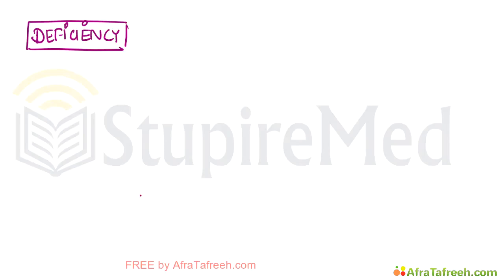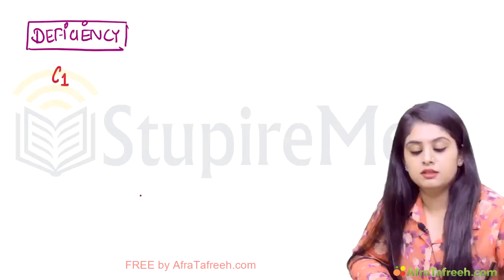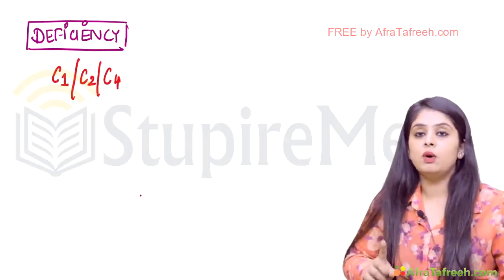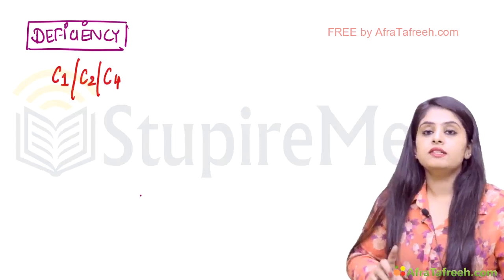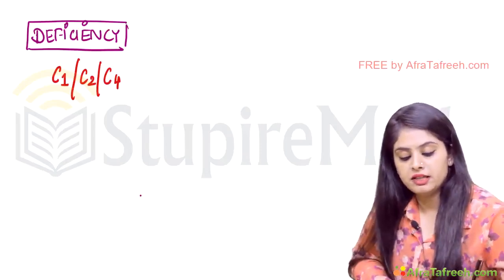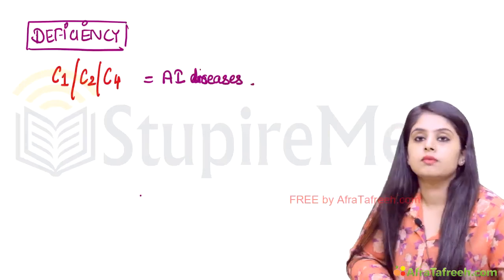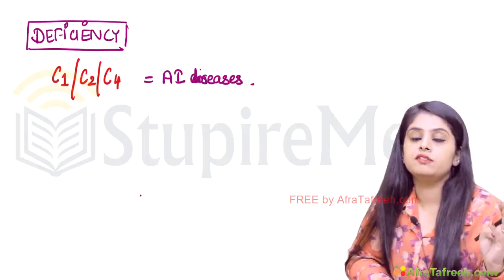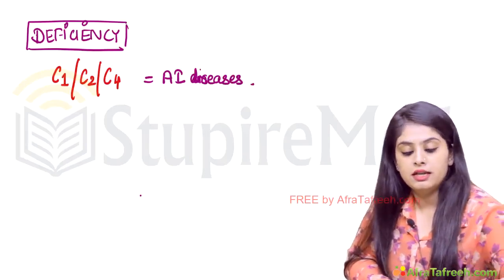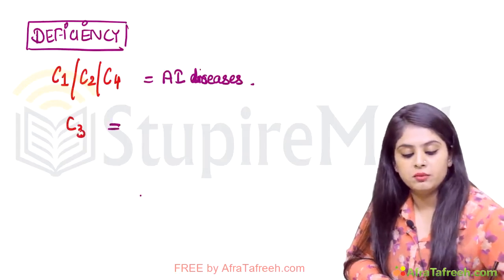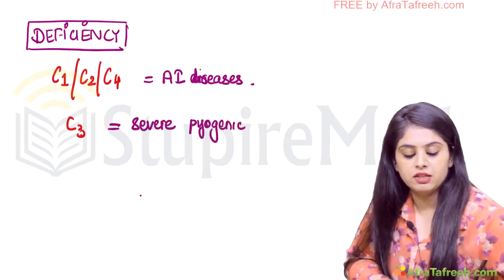So remember, if there is deficiency of C1, C2 or C4, not 3, just 1, 2 and 4, the person can suffer from autoimmune diseases. C1, C2, C4. If there is deficiency of C3, the person will suffer from severe pyogenic infections.